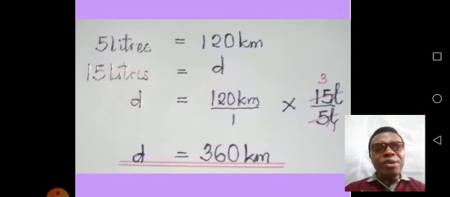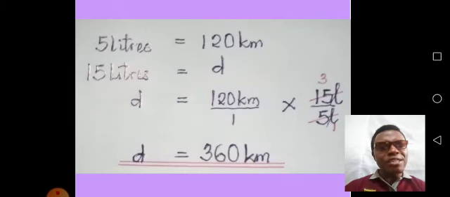So d is equal to 120 kilometers on the right hand side. Note we always write what we have on the right hand side. And then you take the reciprocal of the one on the left hand side. At times, if it is indirect, you do not take the reciprocal, but if it's direct, we take the reciprocal. That's 15 liters over 5 liters. So 5 liters into 5 liters is 1, and 5 liters into 15 liters is 3. And so the unknown distance, d, will be 360 kilometers.